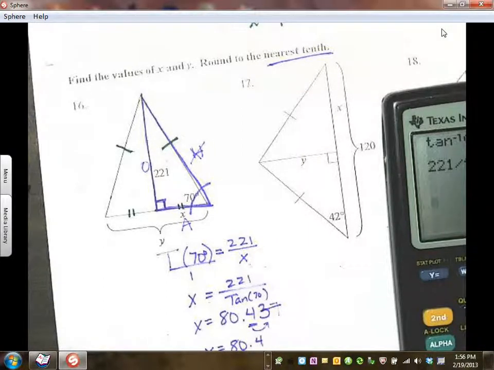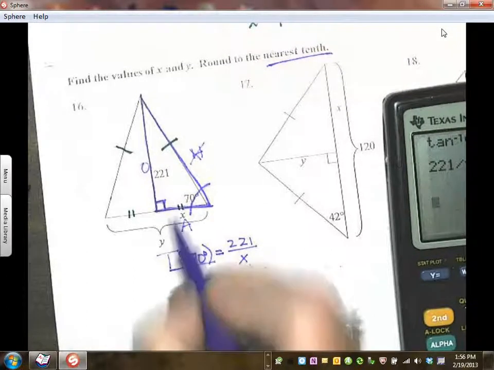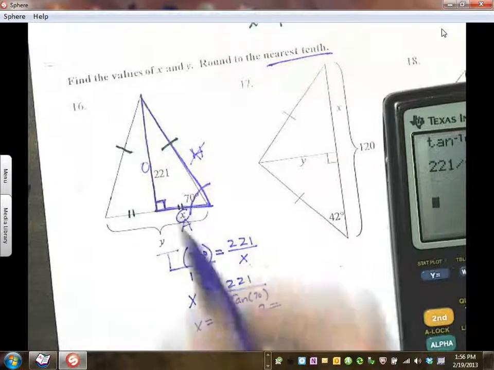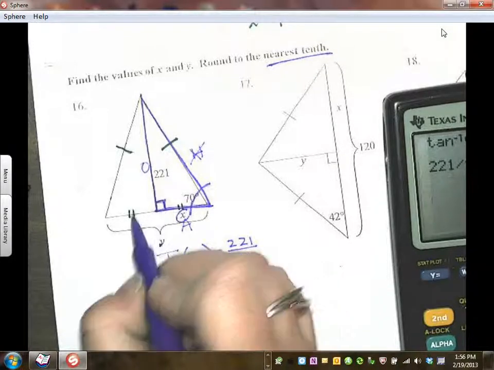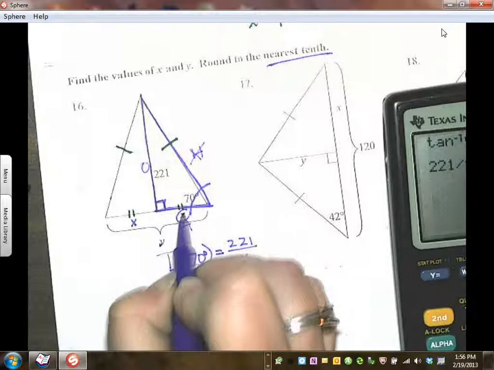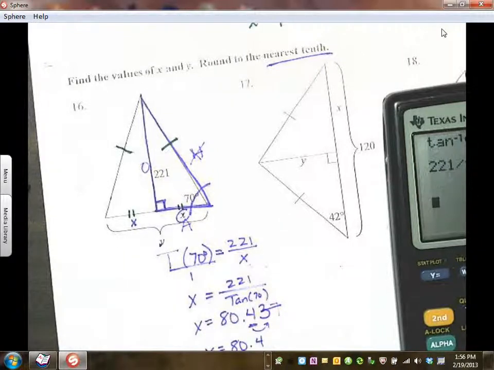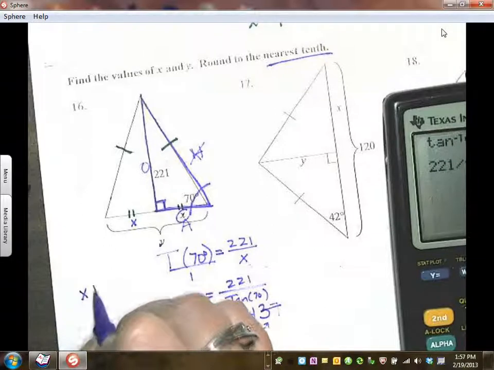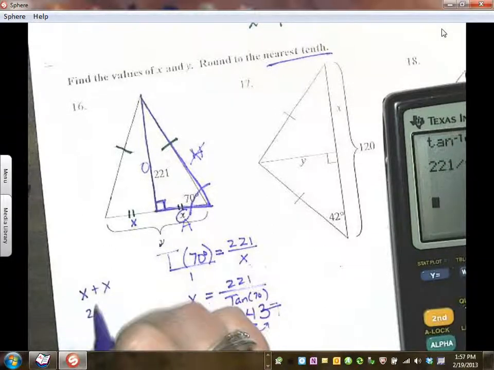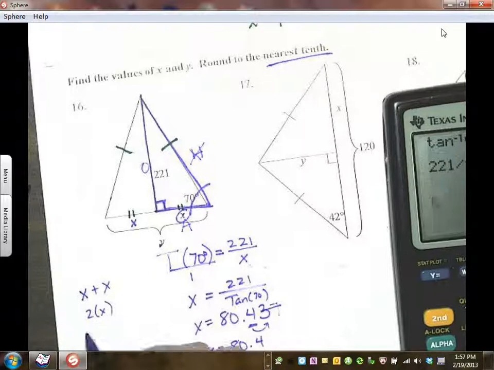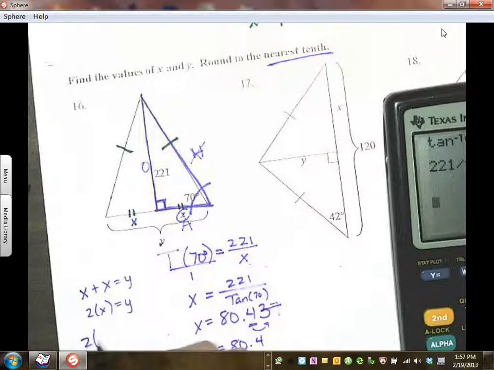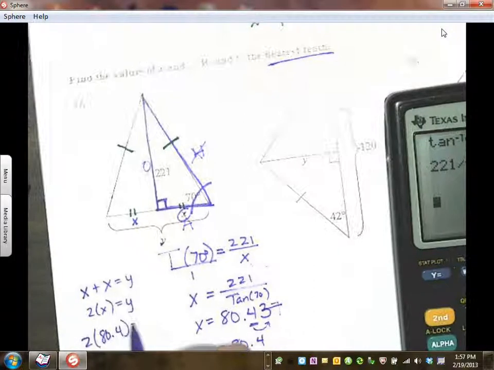Okay? We aren't quite done yet though, because I know that is only x. They also want to know what is y. Well, if these two guys are congruent, it means both of them are 80.4. So x plus x, or 2 times x, we know x is 80.4, and all this is equal to y. 2 times 80.4 equals y.